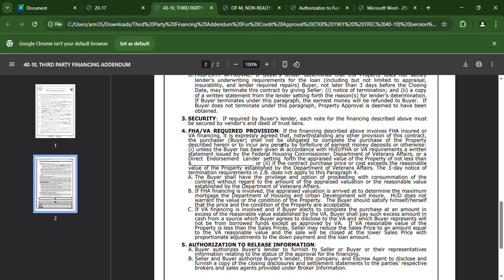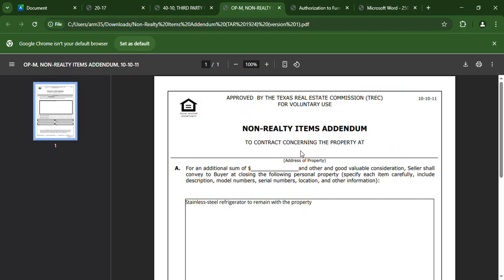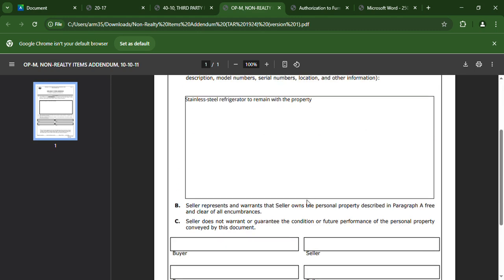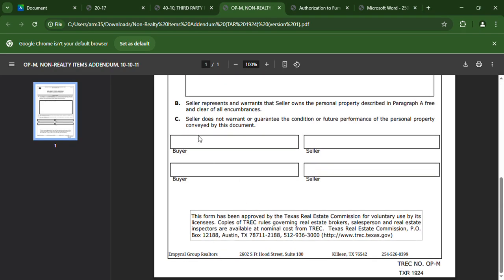The security, FHA, VA required provisions, stuff about that. So you'll put your signature here, seller signature would go here. Non-realty items: this will be additional cost and is not considered part of the real estate, and this will be listed here, which is a stainless steel refrigerator to remain with the property. This means that those will stay with the property even though they are not real property, because you are paying for them separately. You will sign here, seller would sign here.